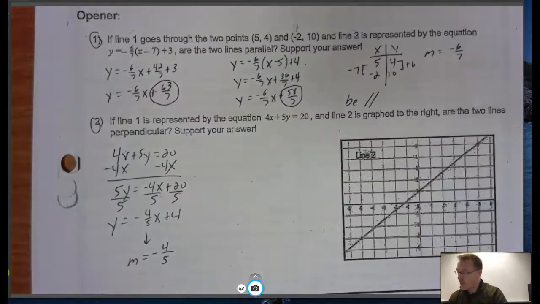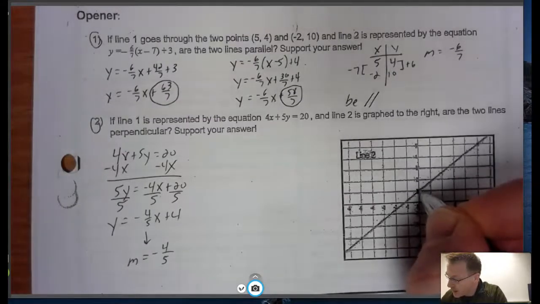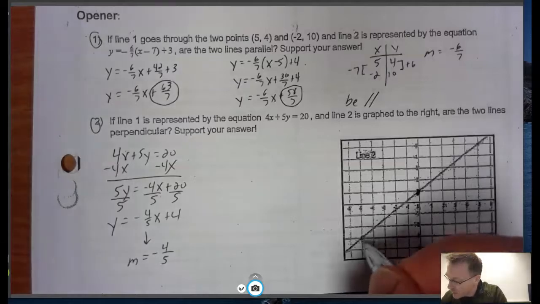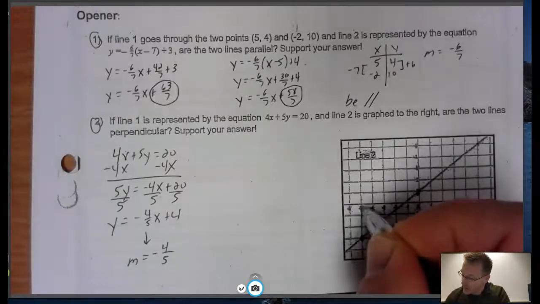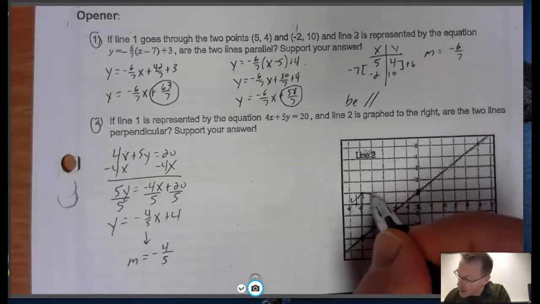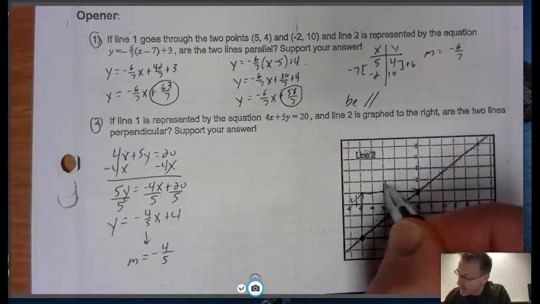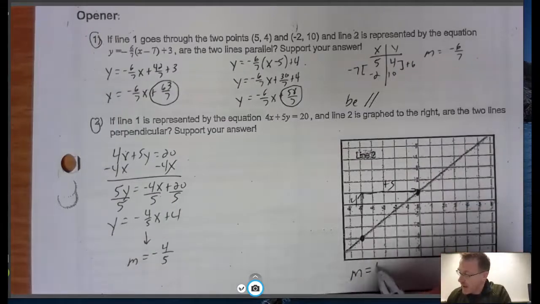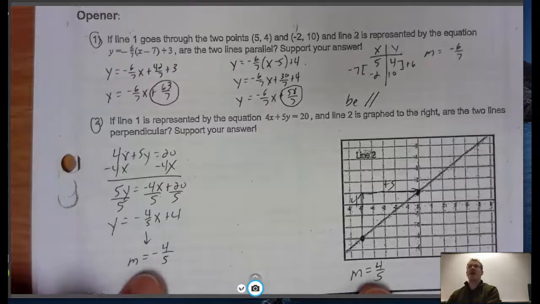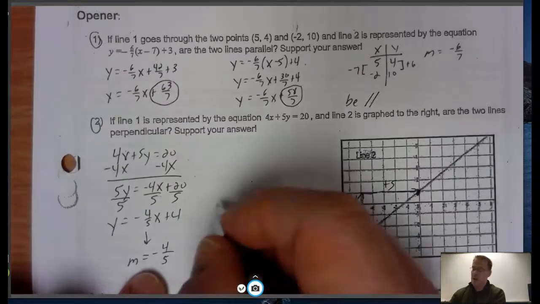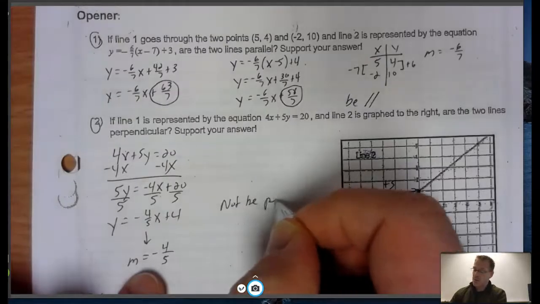Now I need to come over here, and our graph is a little fuzzy, but it looks like we definitely have a point here, and maybe a corner point here. If I find the slope of this line, I go up 1, 2, 3, 4, and then over 1, 2, 3, 4, 5. So the slope for my graphed line is 4 over 5. Once again, they're opposite but not reciprocals. And remember, to be perpendicular, both things have to be true. So these would not be perpendicular.